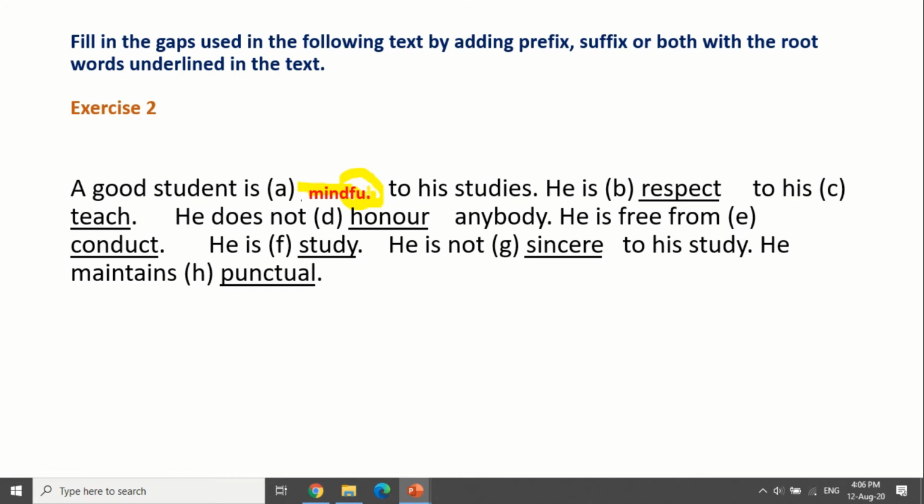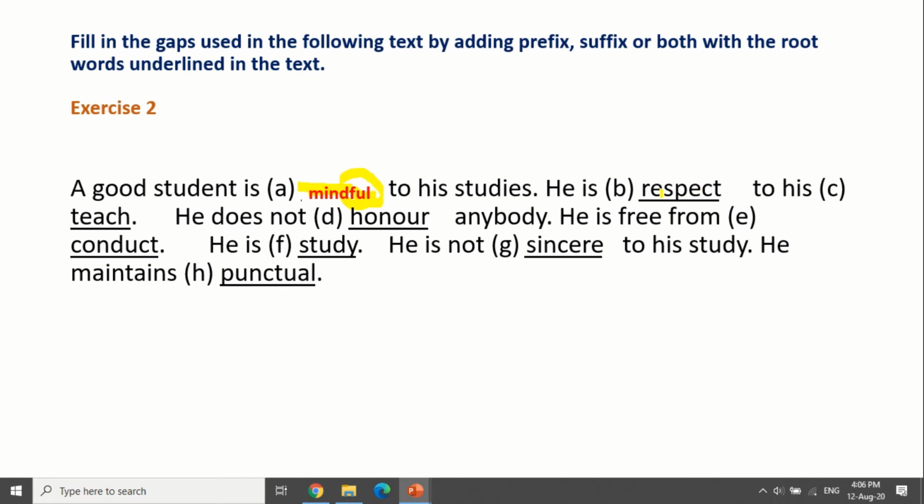And mindful to means careful, concentrated. Okay? So, the next line. He is respect to his teach.